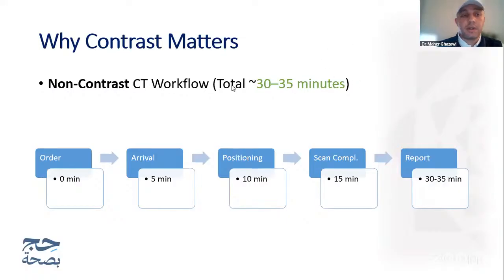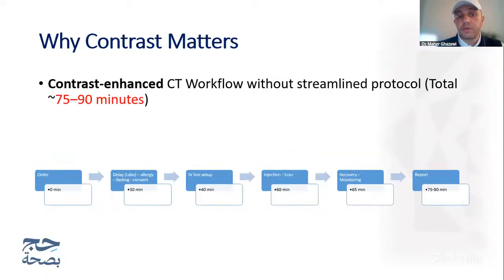Okay, this is the usual non-contrast pathway. Usually from order to report, the journey will not take more than 30 to 35 minutes. 5 minutes to arrival to the radiology department, another 5 minutes for positioning, another 5 minutes for scanning, and the report may take 20 or 25 minutes. And this is for a non-contrast study. The main bulk of cases during Hajj are non-contrast CT scans. But regarding the contrast enhanced CT scan, the workflow will be a little bit delayed. Usually it takes from 75 to 90 minutes.